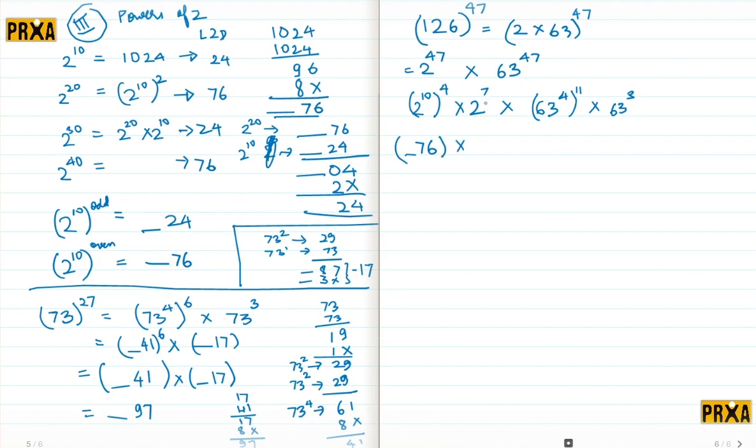So the powers of 2 are 2 squared is 4, cube is 8, 16, 32, 64, 128. Okay, so 2 to the power 7 is 128. So I'll just write 28 here because I don't care for the 1. Okay, then 63 to the power 4. Let's compute the last two digits of 63 to the power 4.